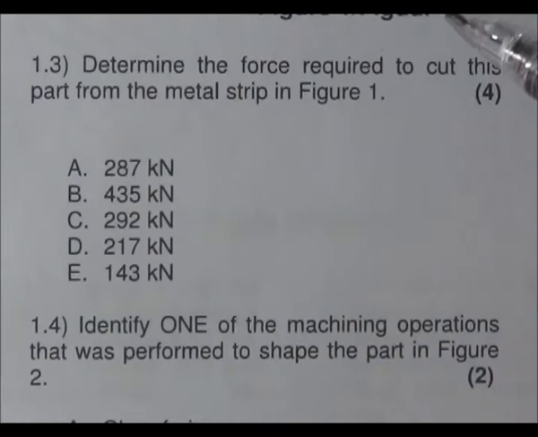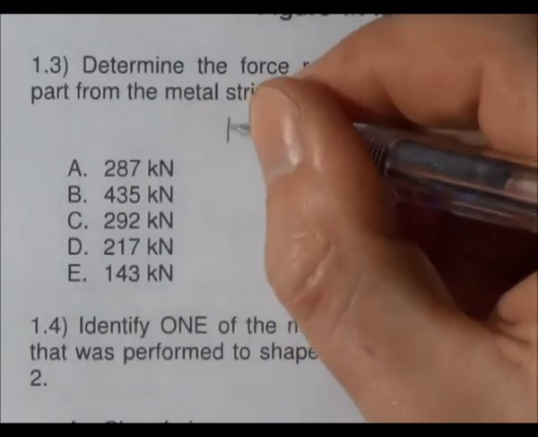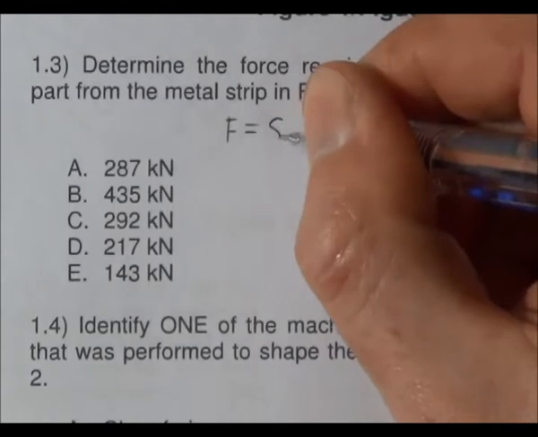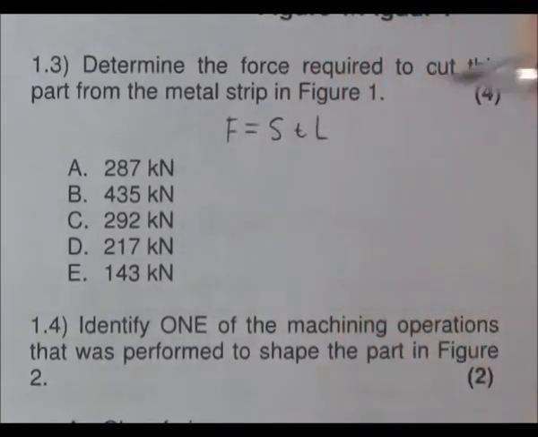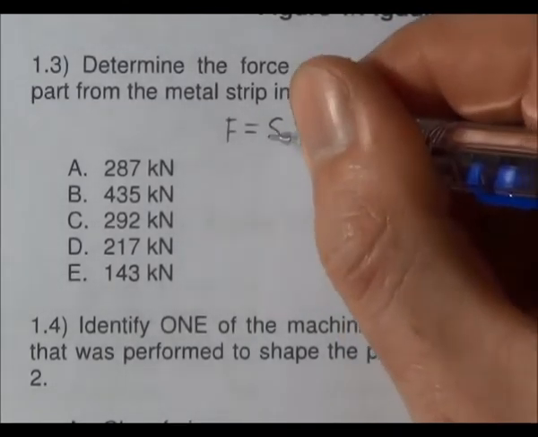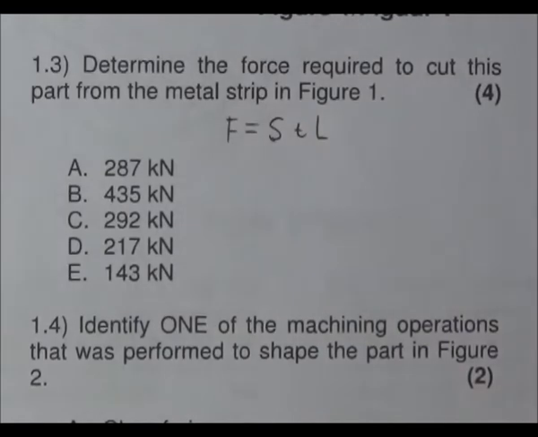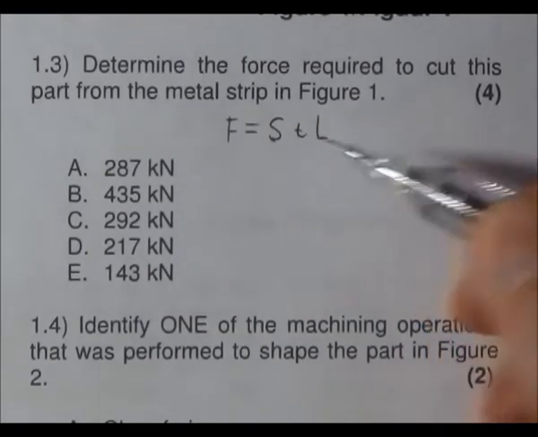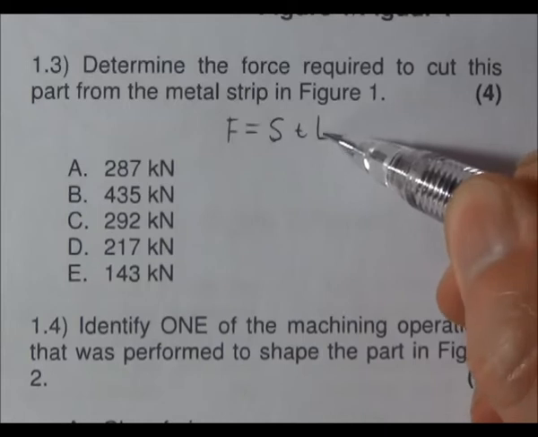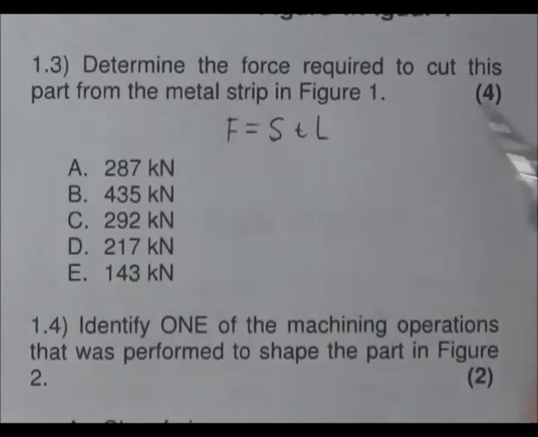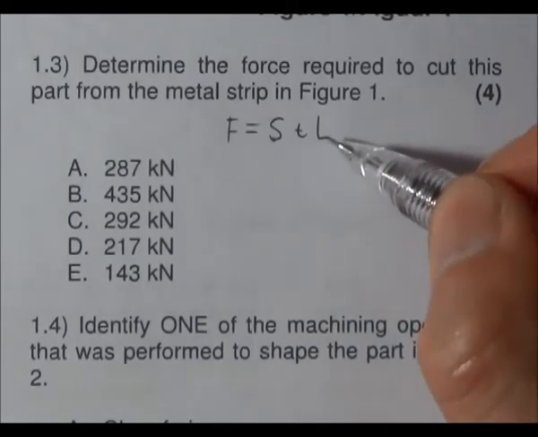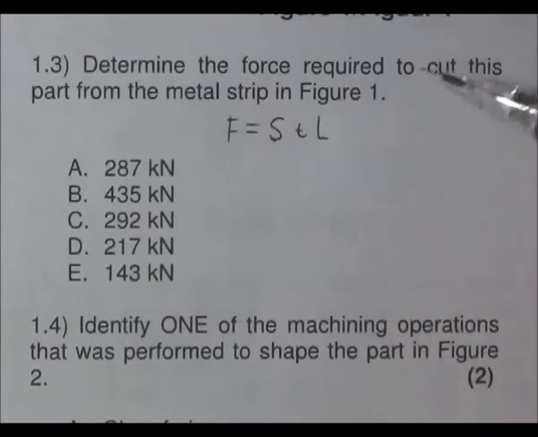Question 1.3. Determine the force required to cut this part from the metal strip in figure 1. So the equation we are going to use is F equals S T L. S is my material shear strength. T is the thickness. L is the length of the cut. So not the total length, the length of where we are cutting.